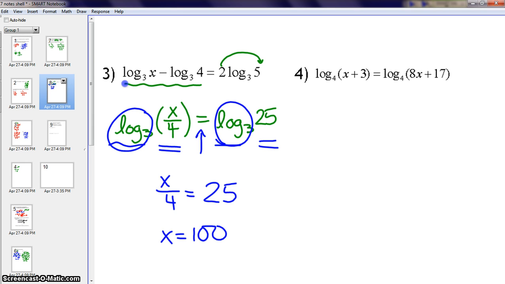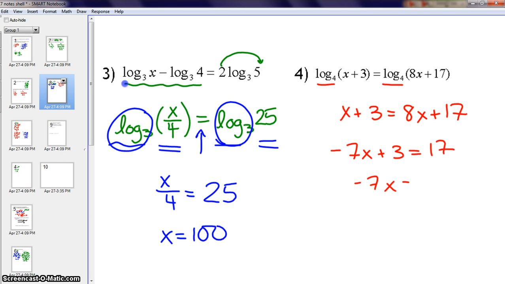Okay, in this one, we are ready to go. We have the same log on both sides. Log of something equals log of something else. So x plus 3 has to equal 8x plus 17. And we just solve that like we did back in the day. You know, move the 8x, move the 3, divide. Okay, and we're good to go on that.